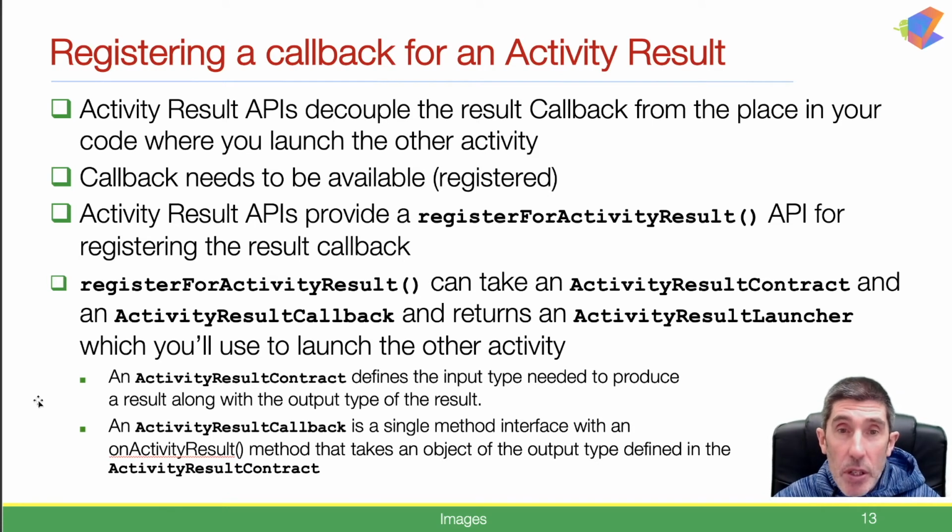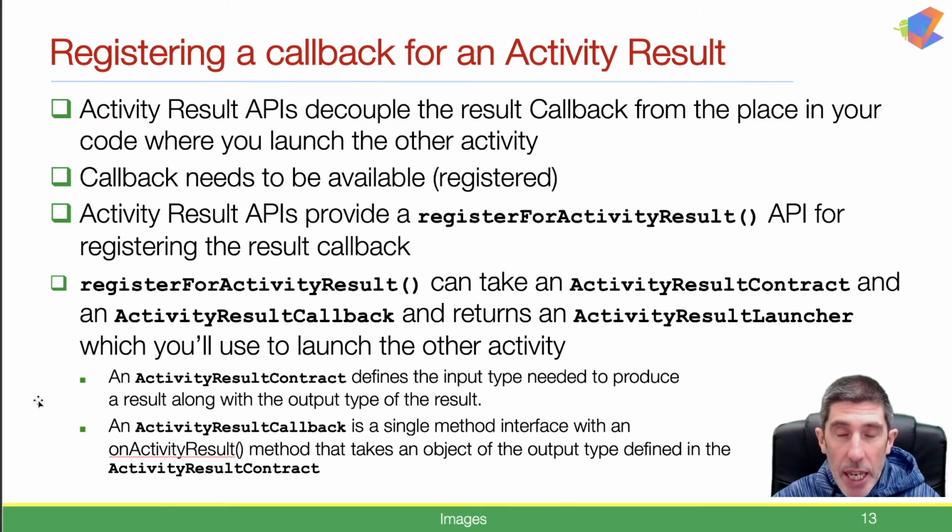The activity results API decouples the result callback from the place in your code where you launch the other activity. So the callback needs to be available or registered. So that's the first thing we'll always need to do. The API itself provides a register for activity result API for registering the result callback. So we're going to use that initially. That can take a couple of different parameters. It can take an activity result contract and an activity result callback. These are separate classes themselves, and it returns an activity result launcher, which you'll use to launch the other activity.